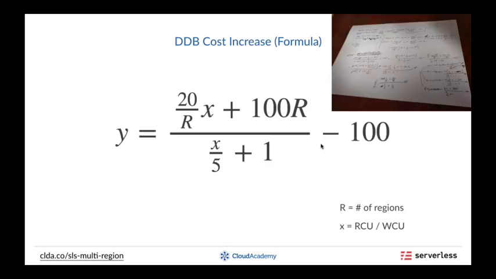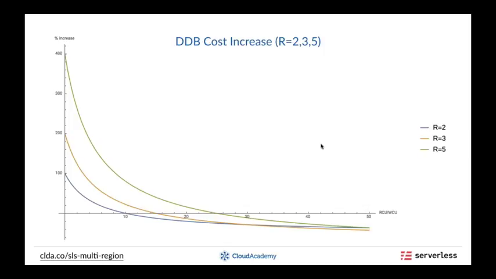Little asterisk: it's not considering storage. That will just be a constant to add, multiplied by the number of regions. But in most cases, storage is the small number in your cost formula. So let me show you a graph for different values of R. With 2 regions, we had this blue. With 3 regions, we had this orange, and with 5 regions, which is the maximum you can go with DynamoDB global tables as of today, you have this green curve.